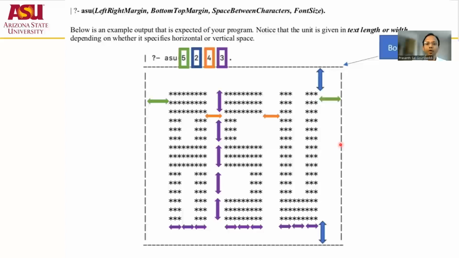The input numericals are, the first one is the left and the right margin. So in this case, 5 represents the left and the right margin. 2 represents the top and the bottom margin. The third numerical represents the spaces between the 2 characters. And the last one represents the font size. So given these as the numericals, the output on the screen should be an ASU of this format.